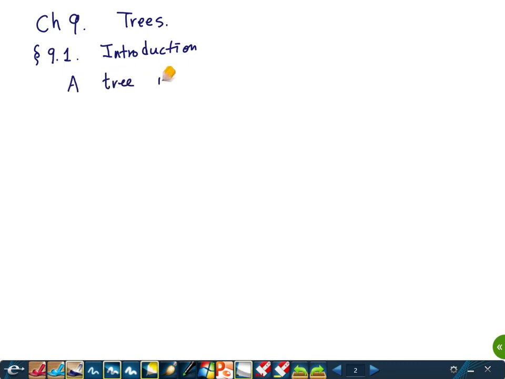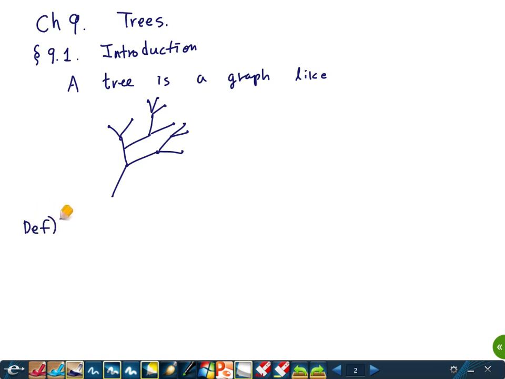A tree is a graph like this, like a tree. If you walk on campus, you will see trees like this, right? Trees are things like that. So it is really a graph that looks like a real tree. And that's not a very precise definition for mathematics. So let me give you a precise definition.